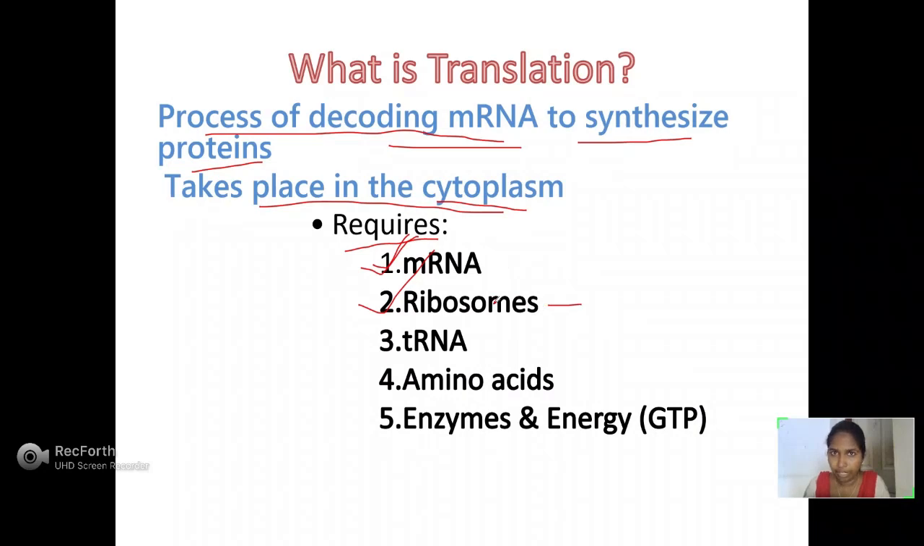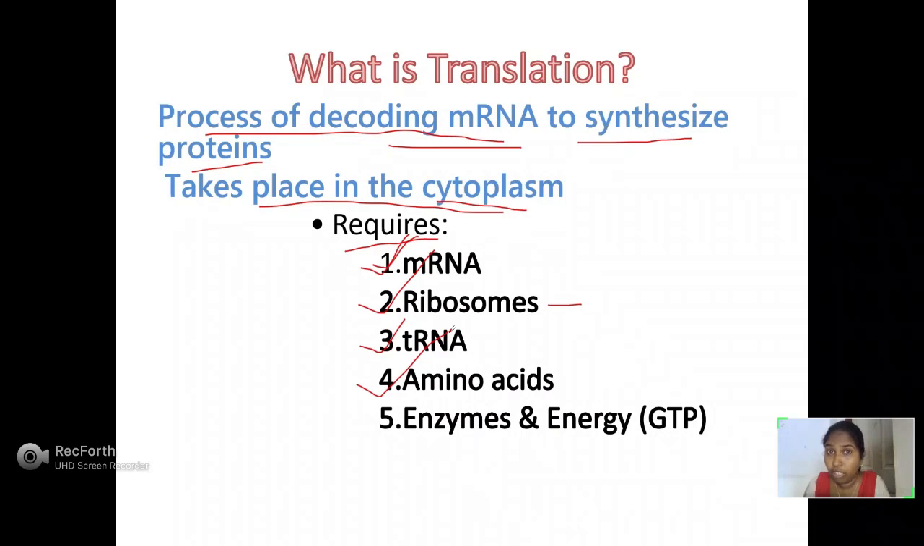The second one is ribosomes, and the third one is tRNA, which means transfer RNA. Transfer RNA transfers something to someone. Transfer RNA brings something to mRNA, or to the ribosomes. Transfer RNA is the third requirement for protein synthesis, and of course we need some amino acids.